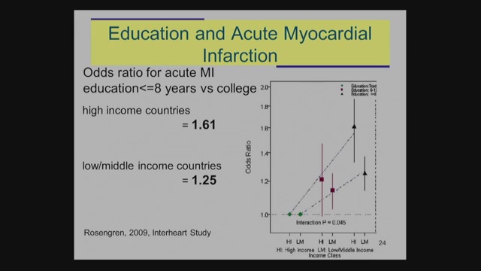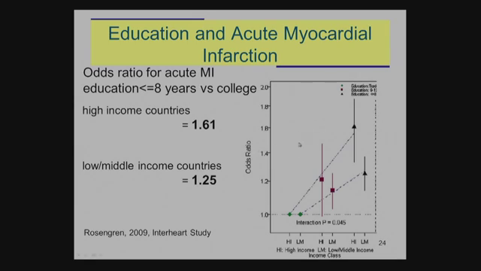Here's another example from the INTERHEART study. INTERHEART is essentially a case control study conducted in over 50 countries across the world. And they focused on acute myocardial infarction, and in particular on education and the social pattern by education and odds of acute myocardial infarction.